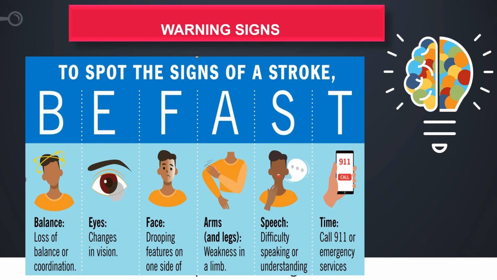B is for balance. The patient will tell you, I'm having loss of balance or coordination. Eyes, you will see changes in vision. It can be ptosis, or the patient is complaining of blurred vision. Face, drooping on one side. Arms, there is weakness on one side, numbness or weakness of the arm or legs, whichever. Speech, the patient is having slurred speech, or cannot converse as well as he was before. T is just time. Call immediately for emergency service, whichever is available in your country.